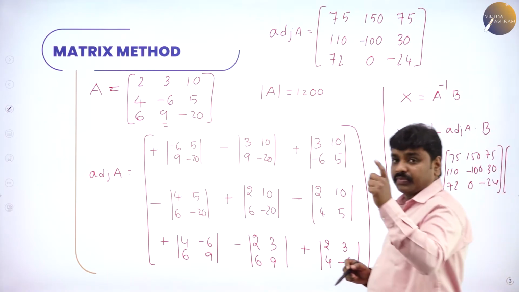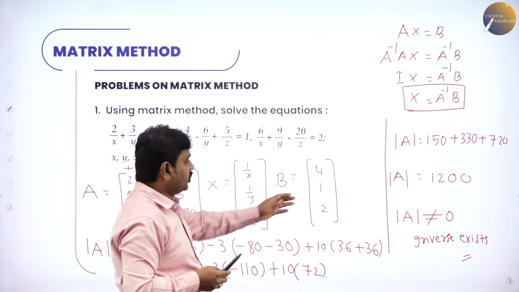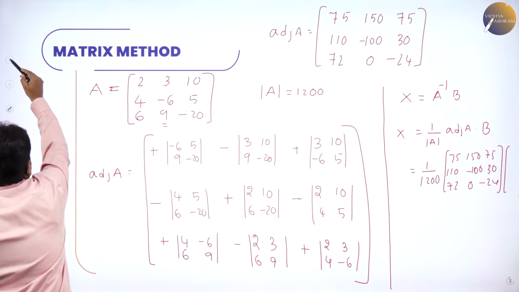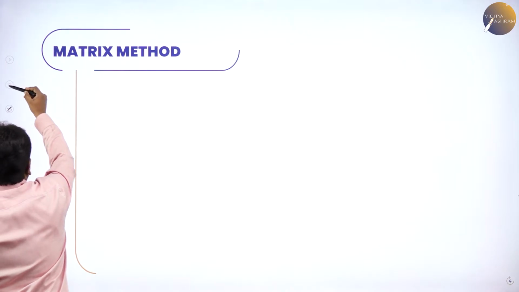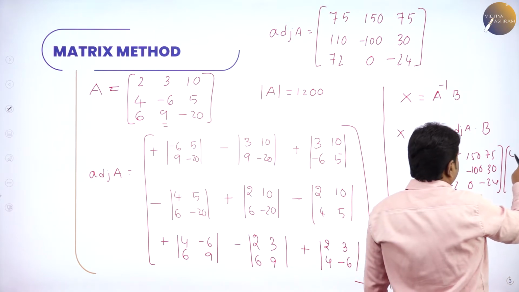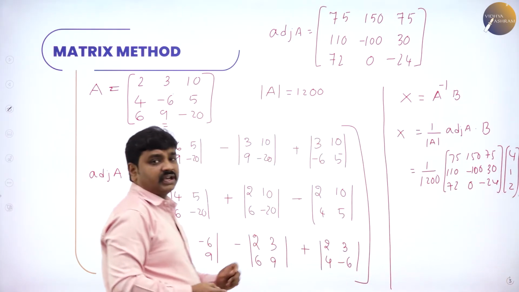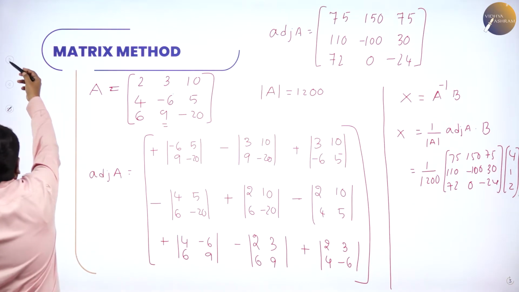So if you refer to the problem, we got the matrix B. What is B? 412. So now this is the value we have to simplify. Now I need to simplify this and get the values. So we'll take it on my next page.